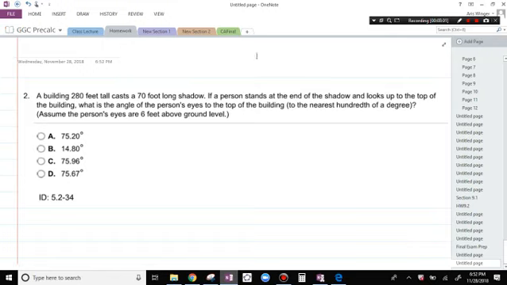A building 280 feet tall casts a 70-foot shadow. If a person stands at the end of the shadow and looks up to the top of the building, what is the angle of the person's eyes to the top of the building to the nearest 100th of a degree? Assume the person's eyes are 6 feet above ground level.